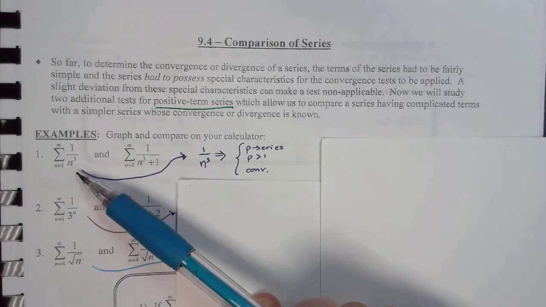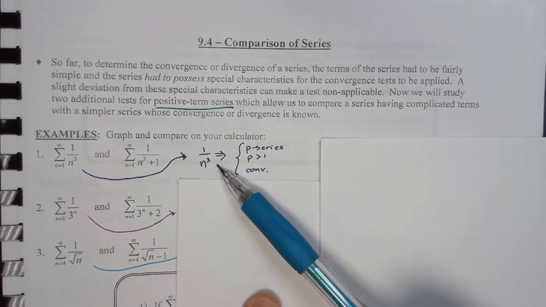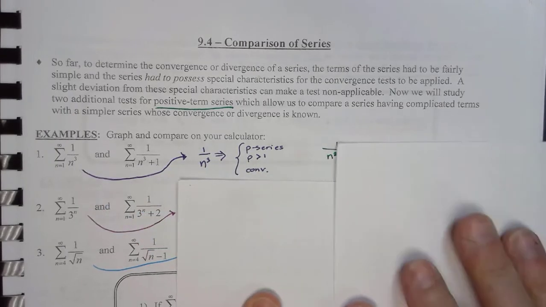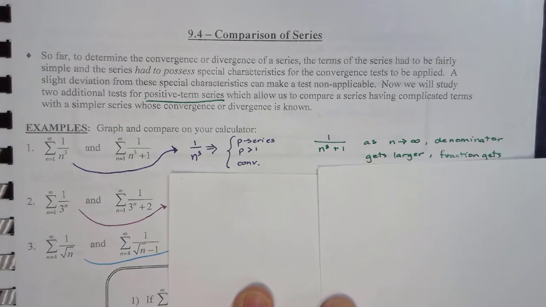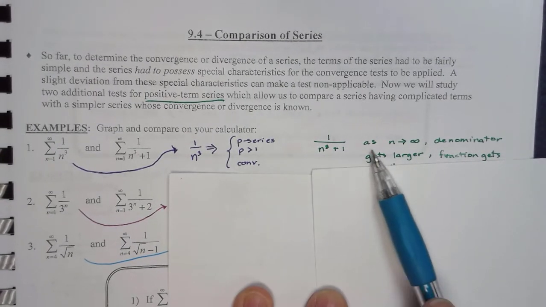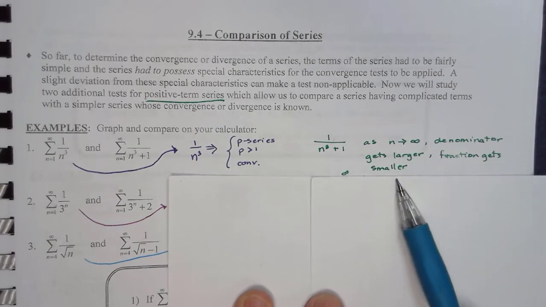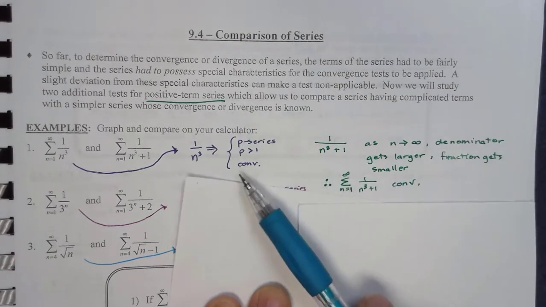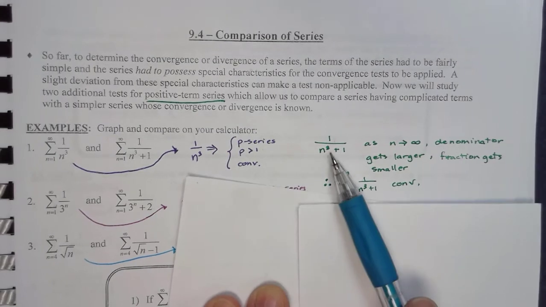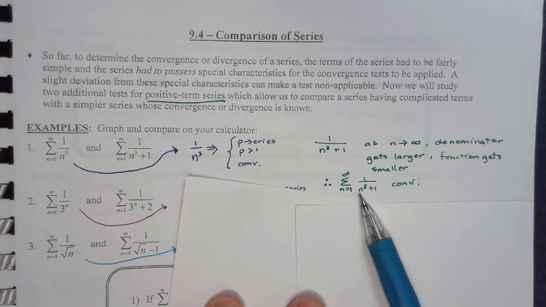For the first one, we notice that this is a p-series with p greater than 1, and so we know it is going to converge. Next thing we know is this series, 1 over n cubed plus 1: as n gets larger, the denominator gets larger, but the fraction gets smaller. Since we know this converges and this one is smaller than this one, we know it also converges.